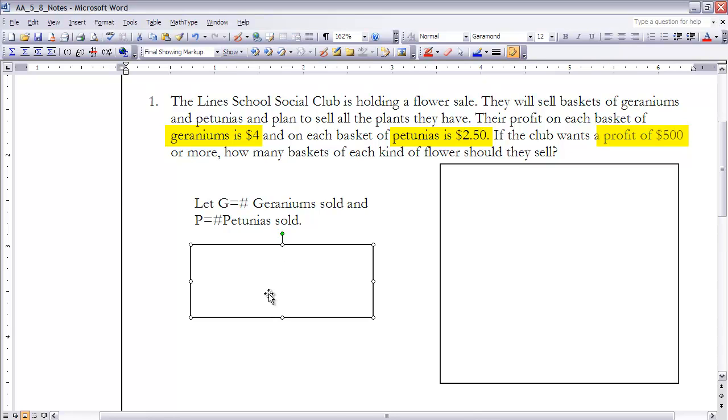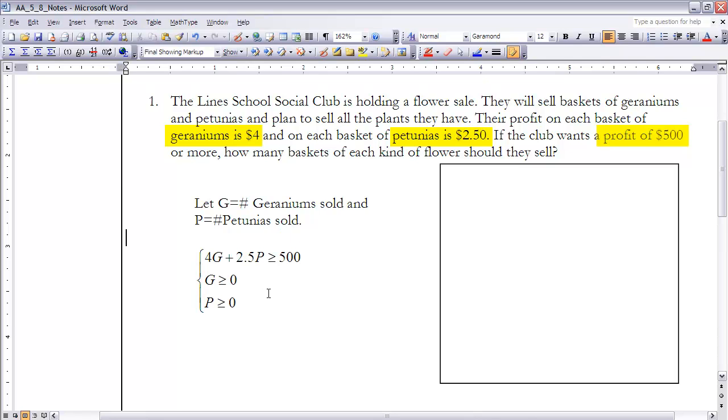So here's the system of inequalities. First of all, the main inequality is 4 times geraniums plus 2.5 times petunias has to be greater than or equal to 500. And the other thing I know is that the geraniums and petunias have to be greater than or equal to 0. I can't sell a negative number of either one. So this represents the system of inequalities that I'm looking for.